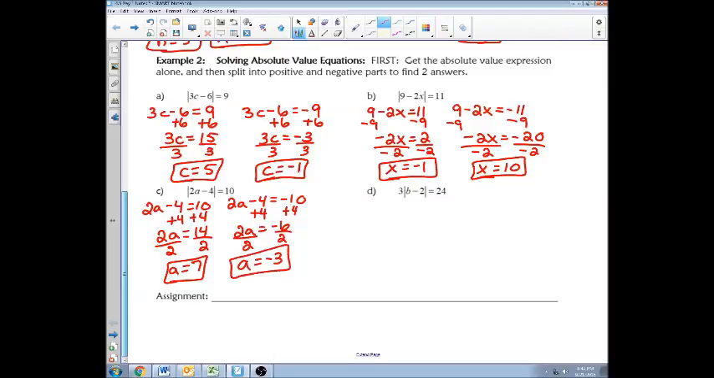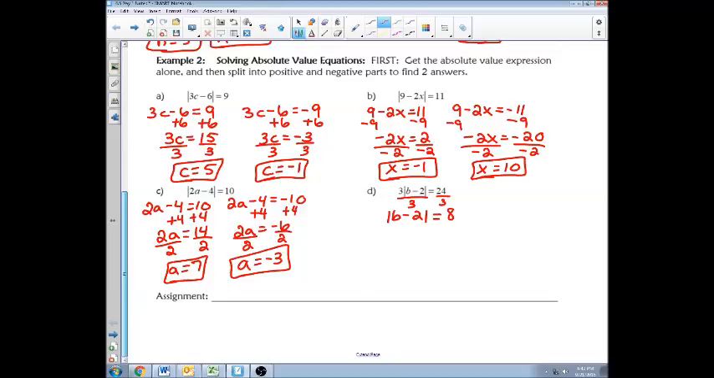All right? On to the last problem. Is my absolute value by itself? In this case, my absolute value is not by itself. It's being multiplied by 3. So I need to divide by 3 to start with. That would leave me with the absolute value of b minus 2 is equal to 8.